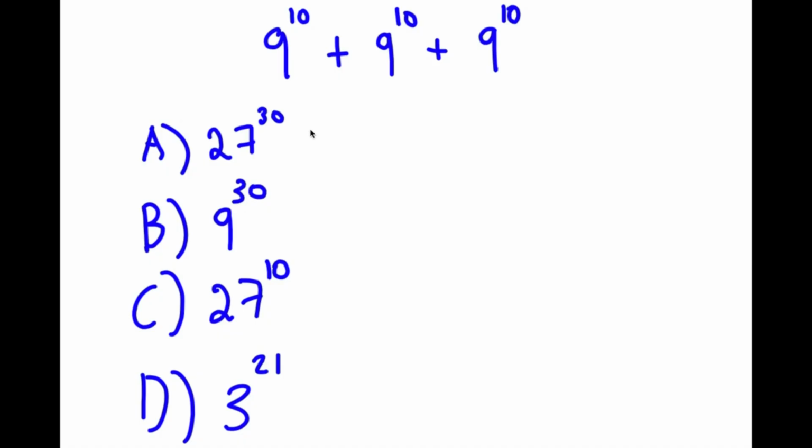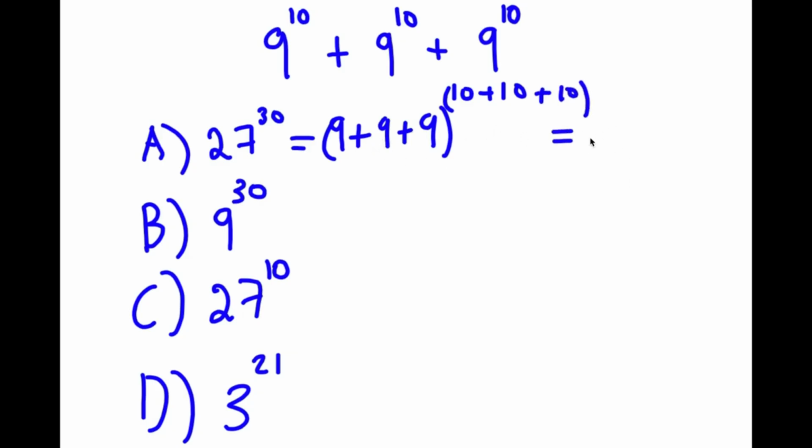So we're going to go ahead and check each individual answer choice and see which one uses the right exponential rules to get the correct simplified answer. So let's first start with A, which is 27 to the power of 30. To get this, what has likely been done is they added all of the bases as well as the exponents. 9 plus 9 plus 9, that's 27. 10 plus 10 plus 10, that's 30. So that's how they got the answer. And this is actually wrong.